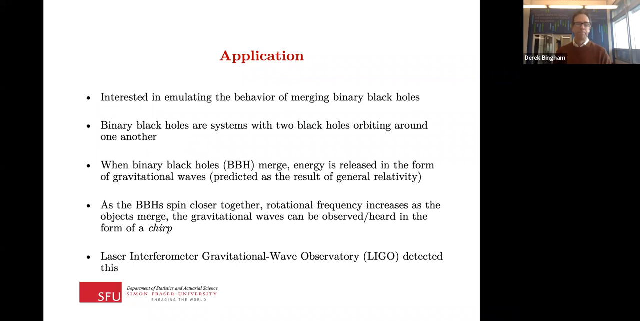All right, our application. Here we're interested in emulating the behavior of merging binary black holes. You can think of these as two black holes in a system orbiting around one another. When they merge, energy is released in the form of gravitational waves. Those of you who are familiar with the LIGO study, that's one of the sources of gravitational waves. As they spin closer and the rotational frequency increases, as they collide, or merge, we can observe this, or we hear this, in the form of something called a chirp. What we're specifically interested in is something called the chirp mass, so the mass that's expelled as the binary black holes merge. You can think of it like that.